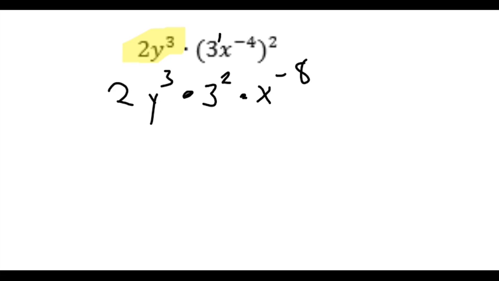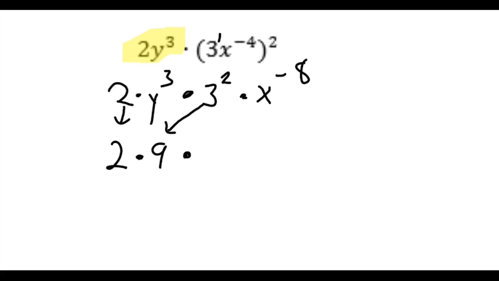Now we've got to start putting some parts together. So combining like terms. First off, 3 squared is 9, and then I also have the 2. So I'm going to put those together, 2 times 9.